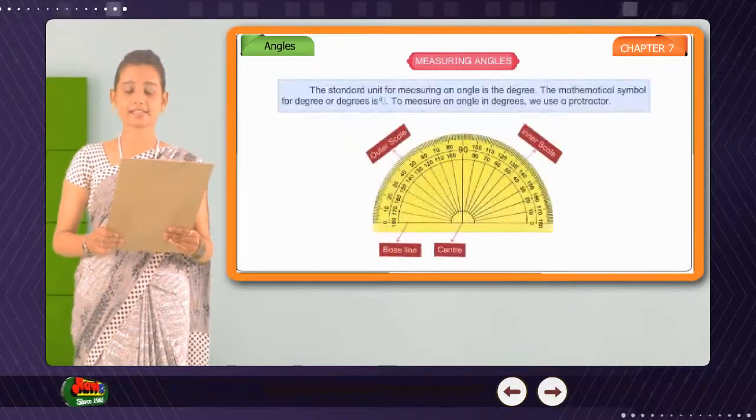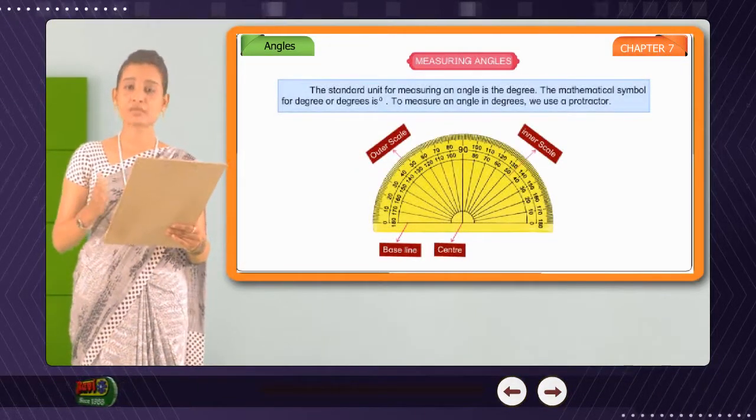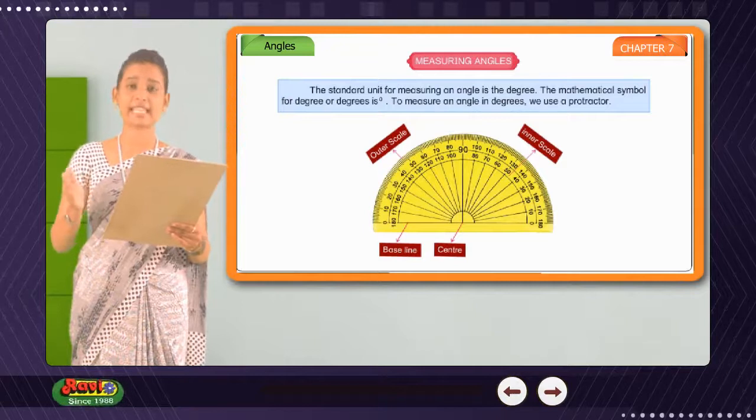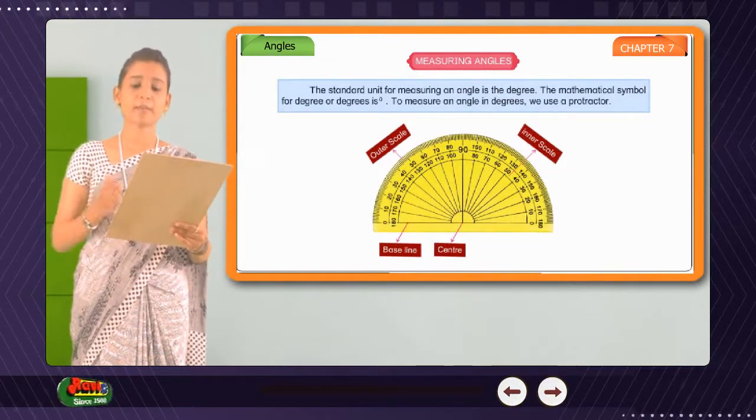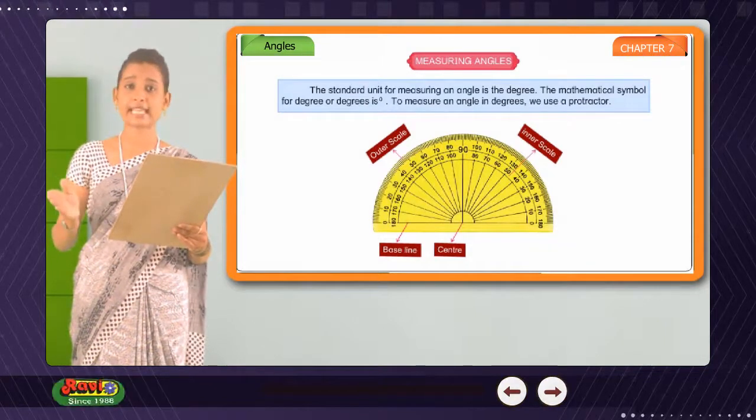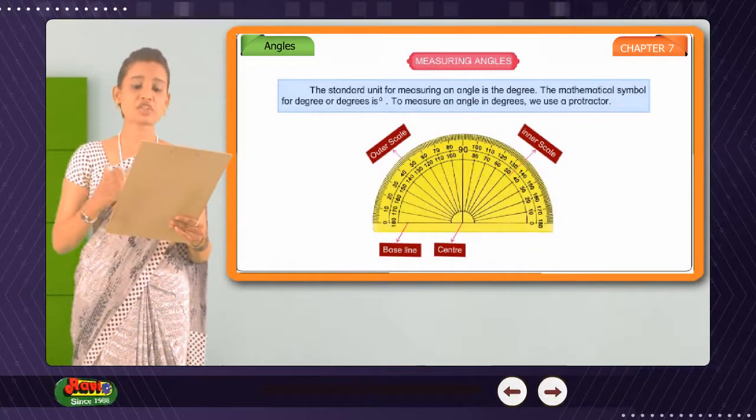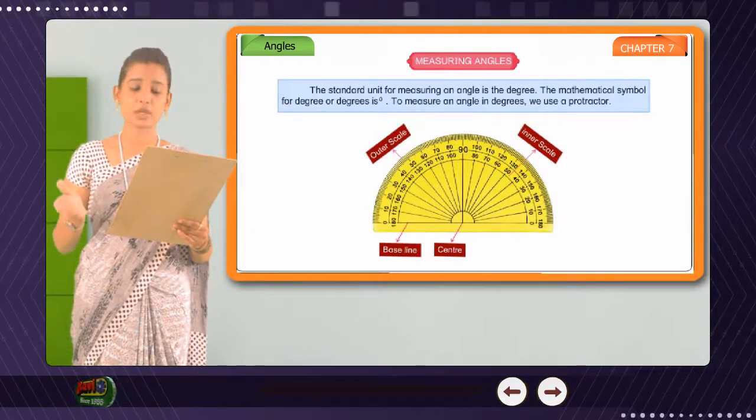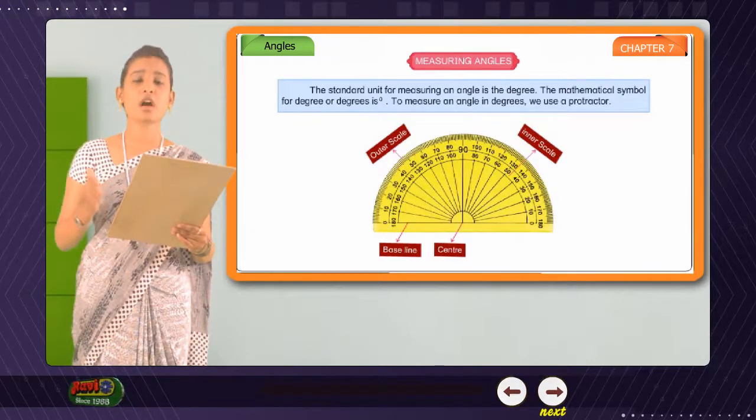Measuring angles. The standard unit for measuring an angle is the degree. The mathematical symbol for degree or degrees is °. To measure an angle in degrees, we use a protractor.